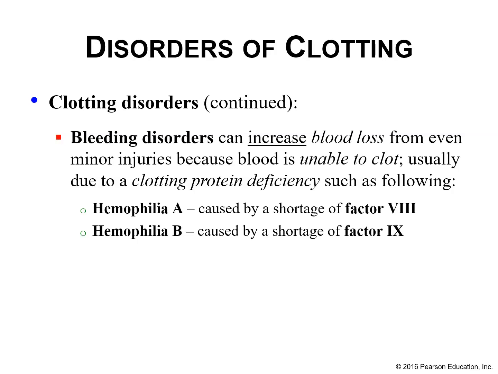Hemophilia A, also called classical hemophilia, is caused by a shortage of factor VIII. This is the type of hemophilia that occurred in Queen Victoria and her family, which included the German Chancellor Bismarck, the Chancellor of Germany before World War One. Hemophilia B is caused by a shortage of factor IX. And basically these are hereditary usually.